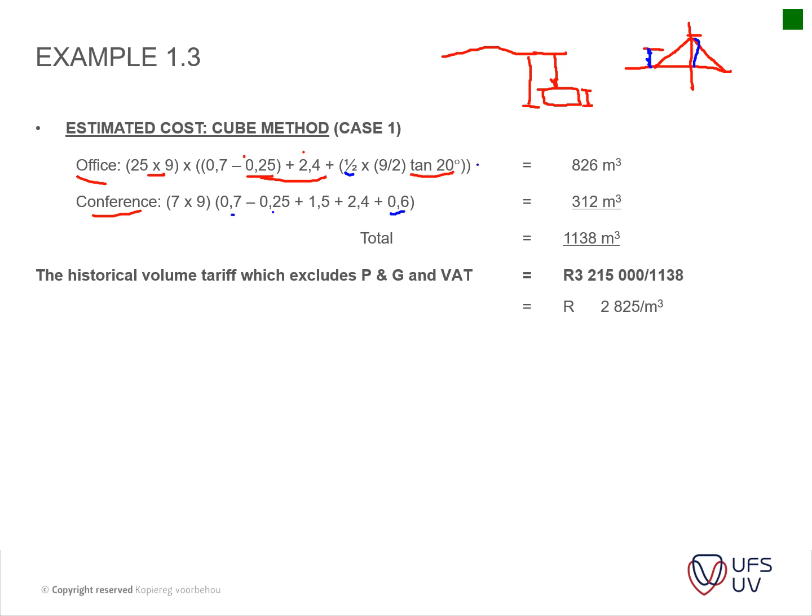and then you've got your 1.5 meters, and then you have your 2.4 of your normal ceiling height of your building, and then you add your 0.6 to that. Okay, so that is how you calculate your volume for the conference center, and your volume for your office building. So you can see it's a little bit more calculations involved.